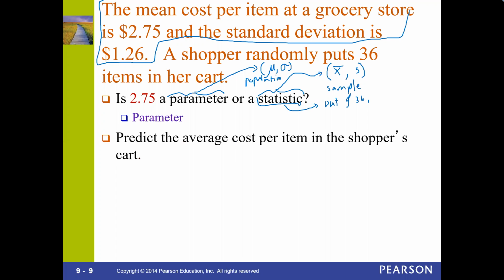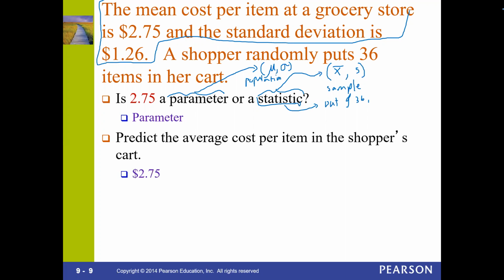Okay, so this one says to predict the average cost per item in a shopper's cart. I know this question looks weird, but what do you think on average the cost of the item will be? You say predict the average. Oh, there you go. That's it. 275. Thank you very much. 275 is the cost, on average.